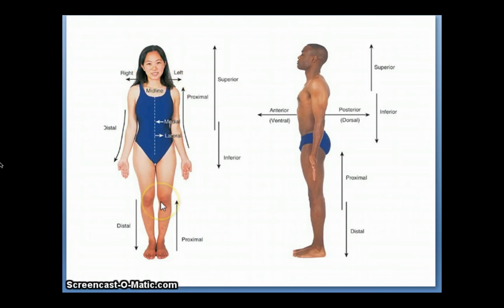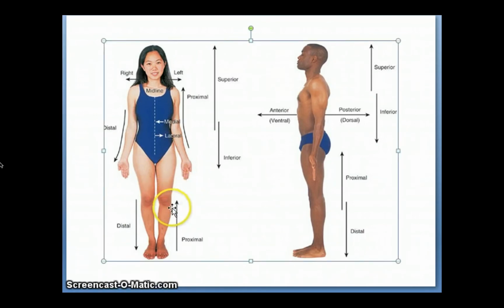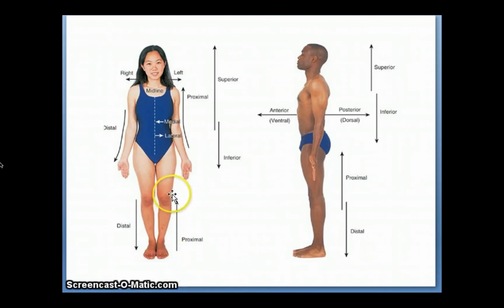Another example I shared with you is in the knee. Remember, there's a medial ligament and a lateral ligament. The medial ligament is going to be closer to the midline. The lateral ligament is going to be farther from the midline.